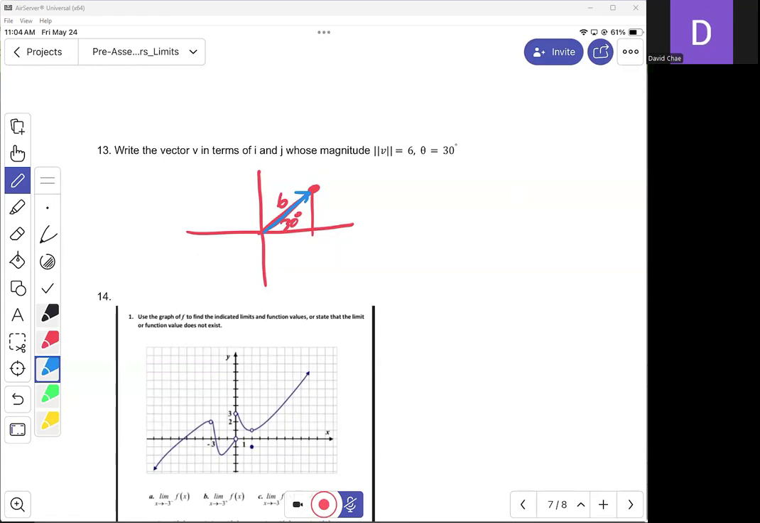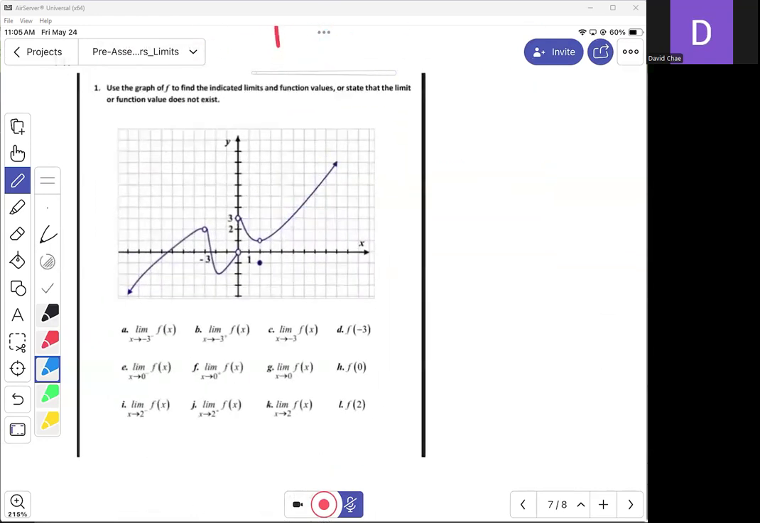If you know this is a 30, 60, 90 triangle, this is going to be 3, and this is going to be 3 radical 3. So V is equal to 3 radical 3 I plus 3 J. The 3 radical 3 represents the x value, the 3 represents the y value. Not too shabby, right? Look how fast we got through those. That was pretty good.